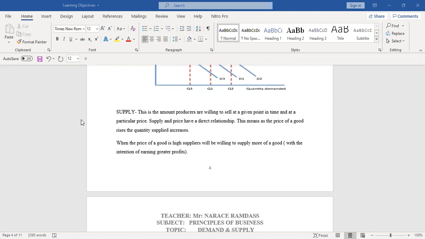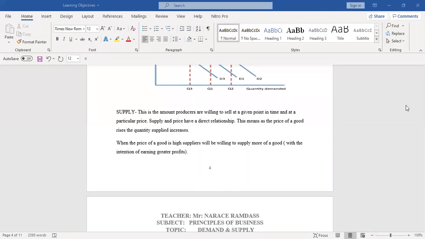Can I answer it since it's on the board? Sure, sure. Supply is the amount producers are willing to sell at a given point in time at a particular price. That's it. Simple, straightforward. It is the amount producers are willing to sell at a given point in time at a particular price. Right? We're good so far.